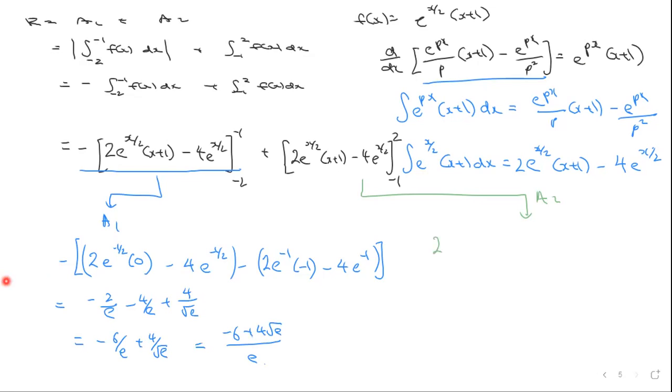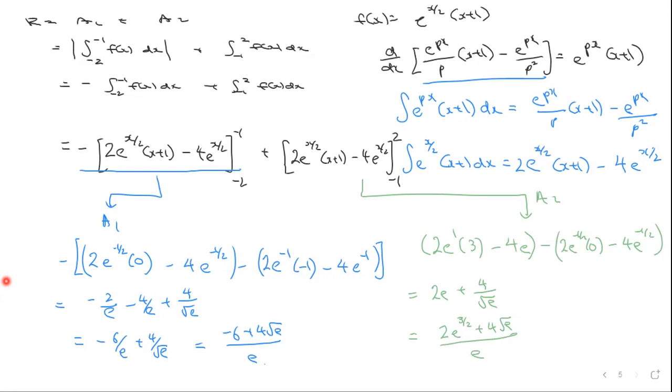Area 2, bit of subbing in. It's got 2e to the power of 1 times 3 minus 4e, minus 2e to the negative half times 0 minus 4e to the negative half. So that's 6e minus 4e, so that's 2e plus 4 over root e. And that, of course, means it's 2e to the power of 3 over 2 plus 4 root e over e.